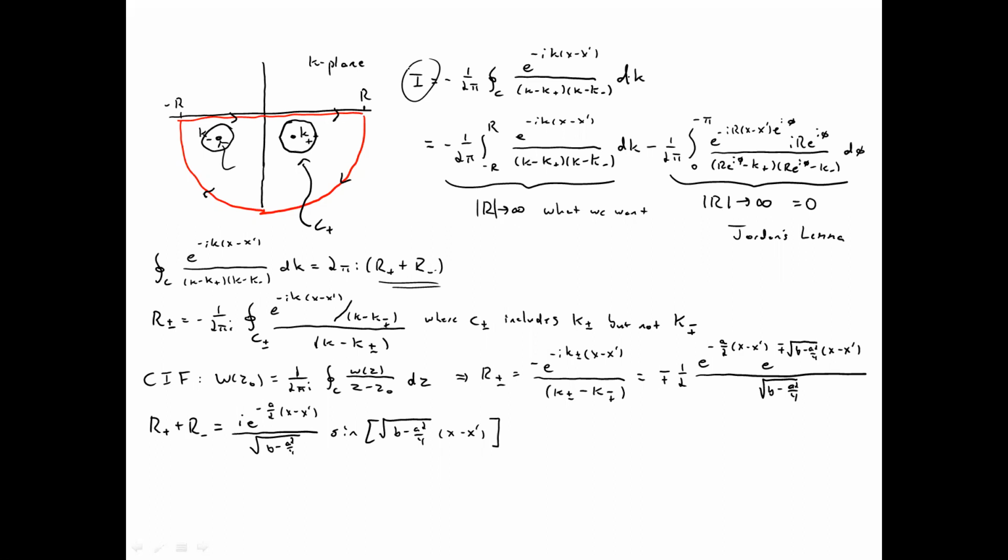So in the end, what we can say is that I, which is going to be equal to the Green's function, is equal to e to the minus a over 2 x minus x prime over root b minus a squared over 4. Good God, it's driving me nuts. A squared over 4 times the sine of b minus a squared over 4 times x minus x prime.